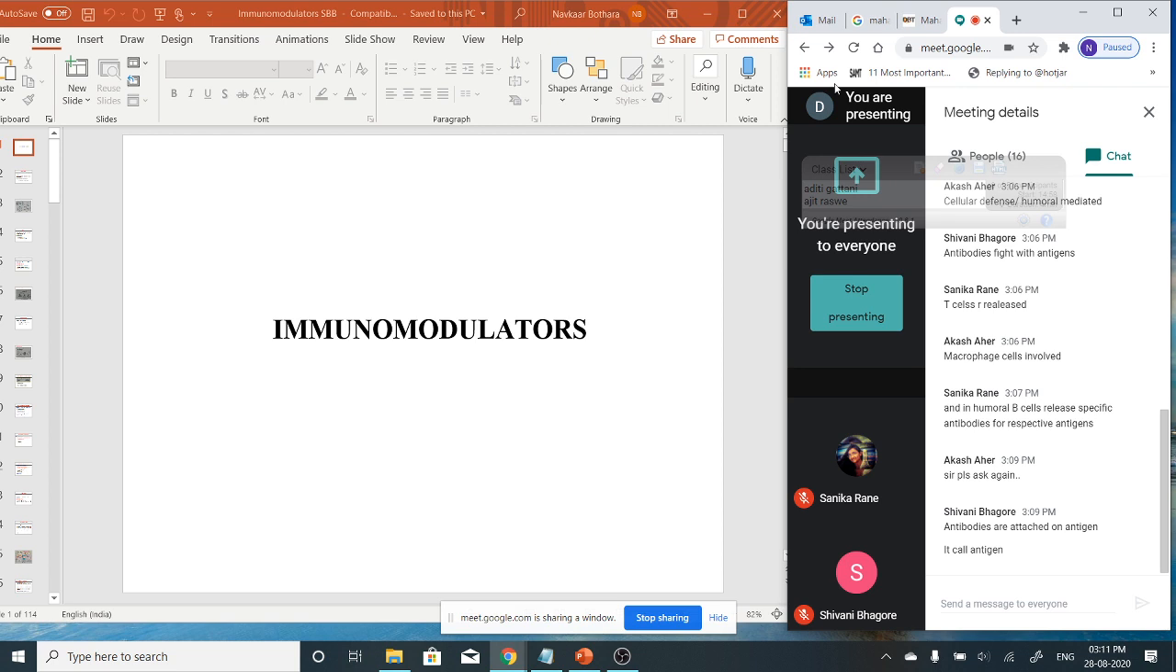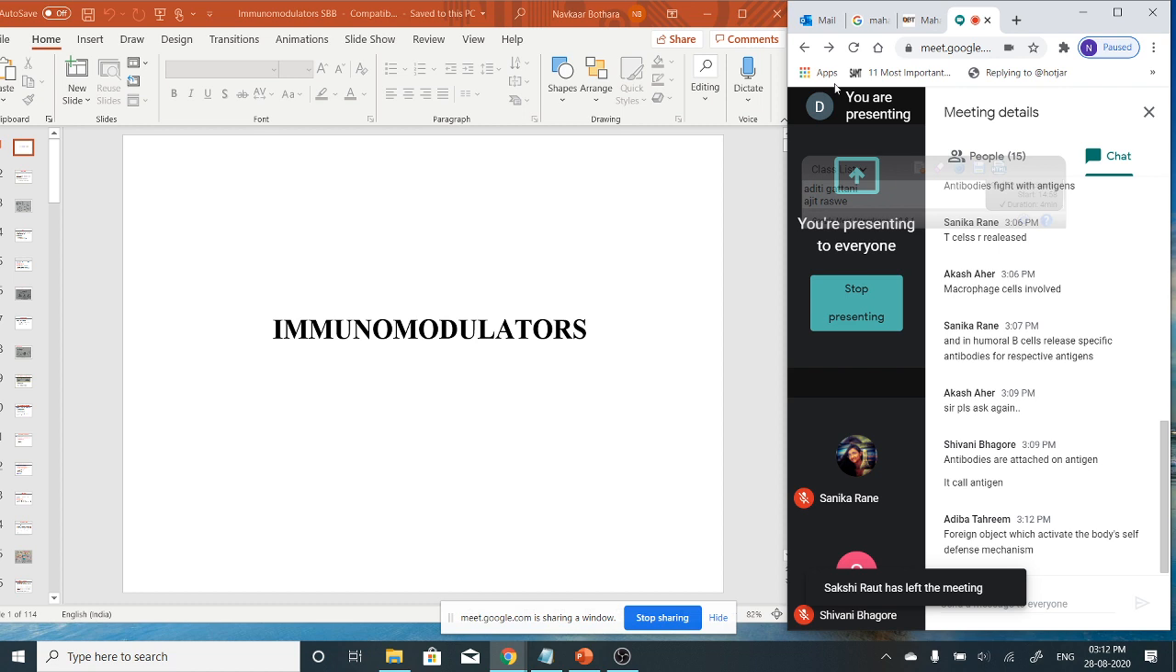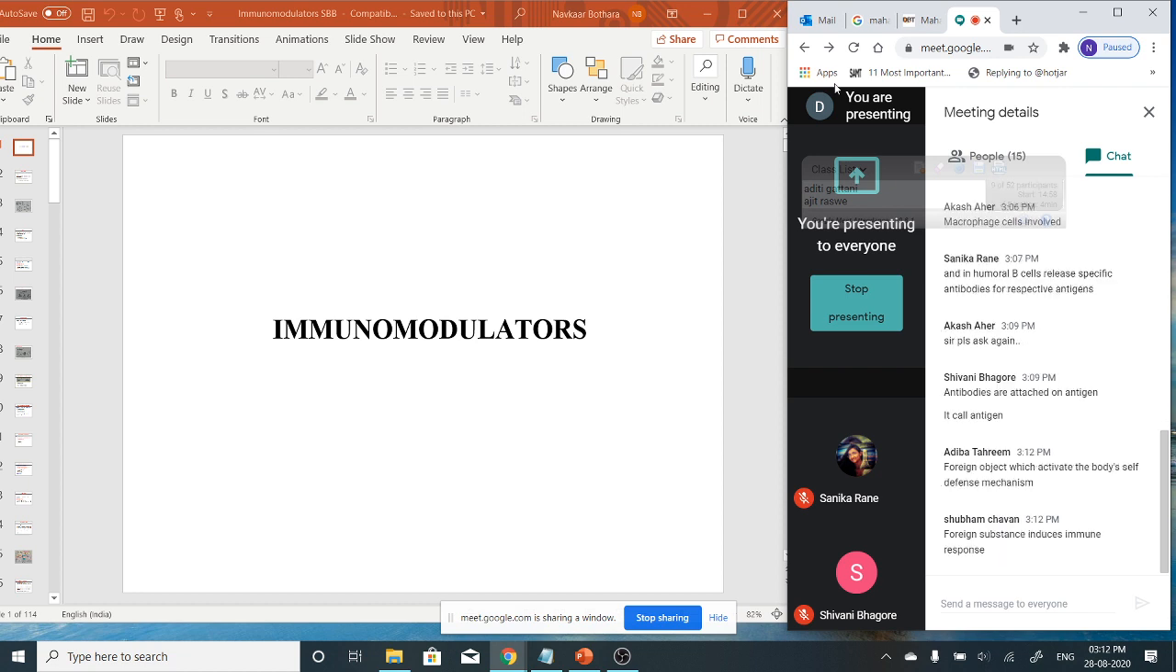Okay. Nobody knows about antigen. What is antigen? Very good. These are the foreign objects which induce immune response. Fine. Very good. So what are the characteristics of it?